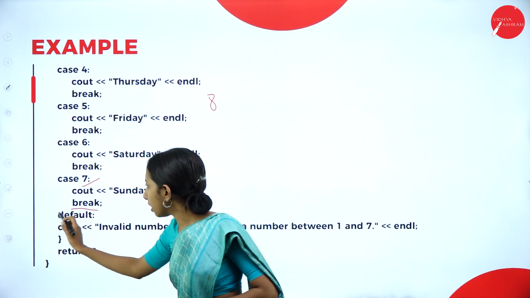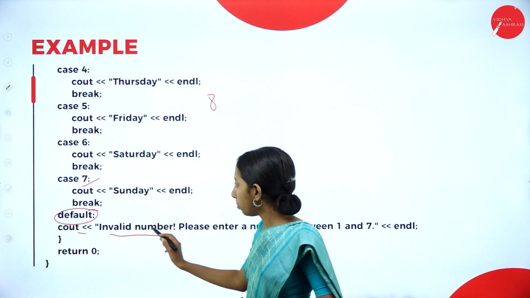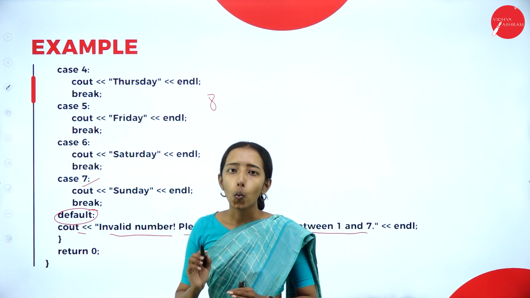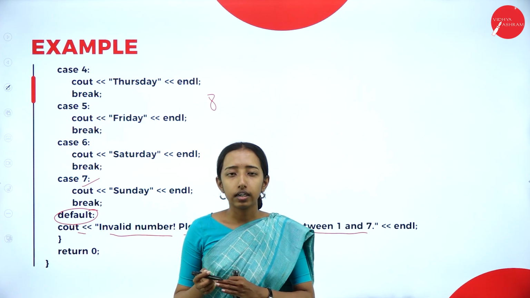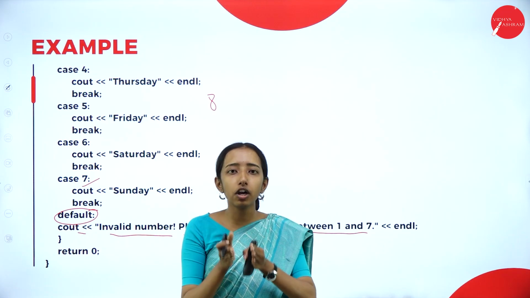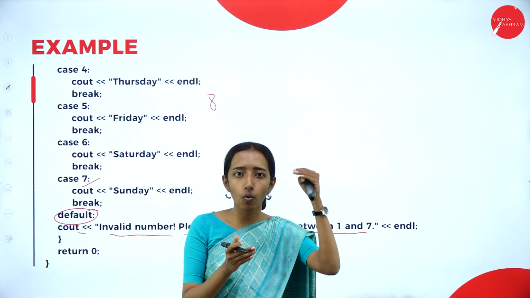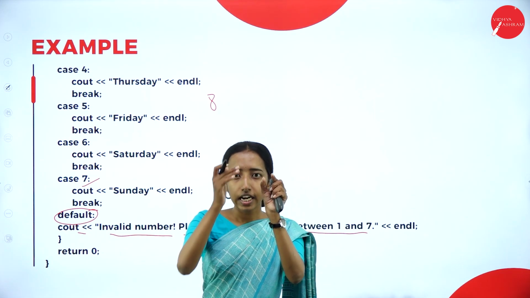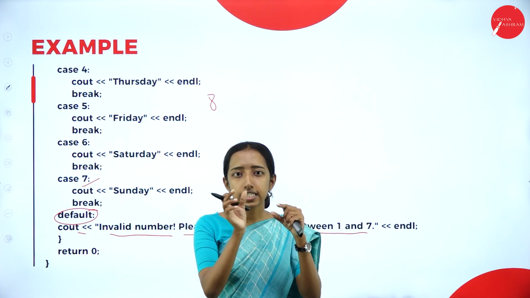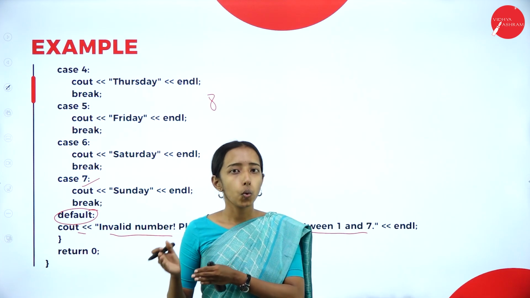So the default statement I have given, cout invalid number, will run. In the output you will get invalid number. Please enter a number between 1 and 7. So in this way the switch statement will work. It has multiple options, and the switch expression we have taken matches with the cases, and gives the code or statement that matches the expression.